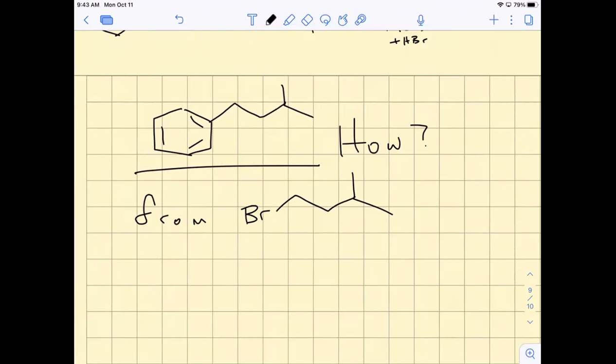This is why it's important to understand synthesis and to understand that you need more than one tool in your toolbox, because every reaction, every substrate is not amenable to every reaction. So sometimes you have to have a different pathway to get to something. How can we make that?